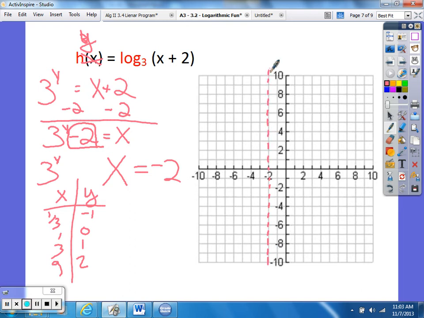Plot your points. 1/3, -1, 1, 0, 3, 1, and 9, 2. And that -2 moves the whole graph to the left 2. So when it's in the exponent, you do that.